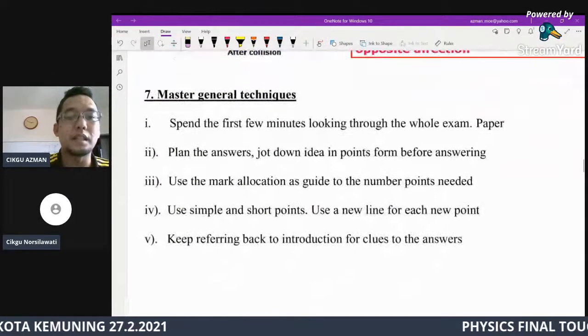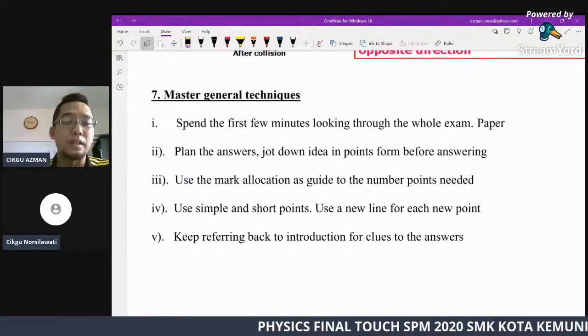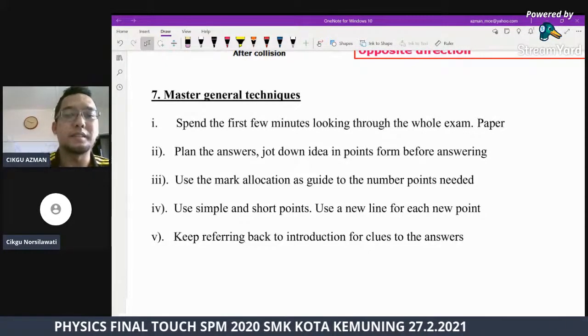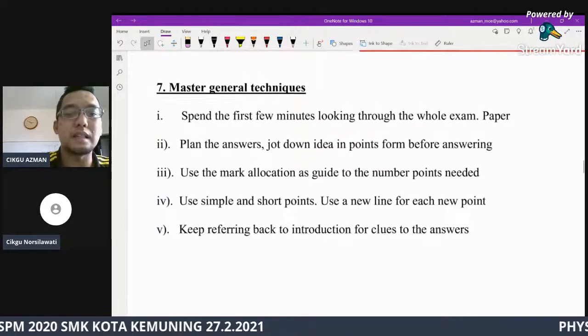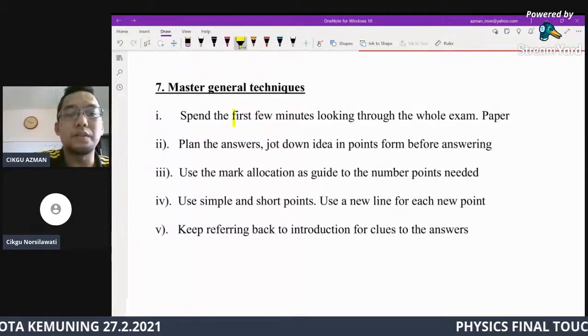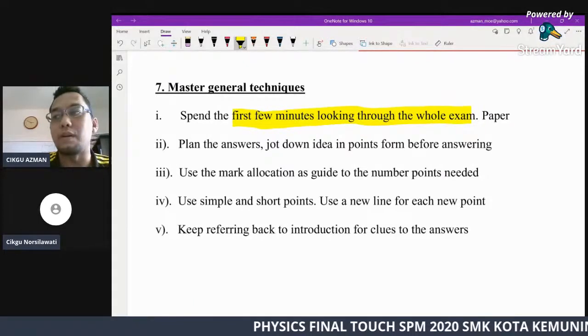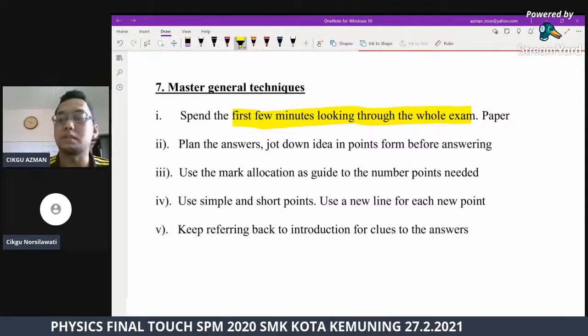Okay, ni master general technique. Master general technique. So when you get the question, bila kamu dapat soalan, apa yang kamu kena buat? First, tarik nafas. Okay, bertenang. Spend the first few minutes to look through the whole exam paper. Okay, pada mulanya pengawas akan sila semak kertas anda. Okay, kamu pun tengok sambil tengok.